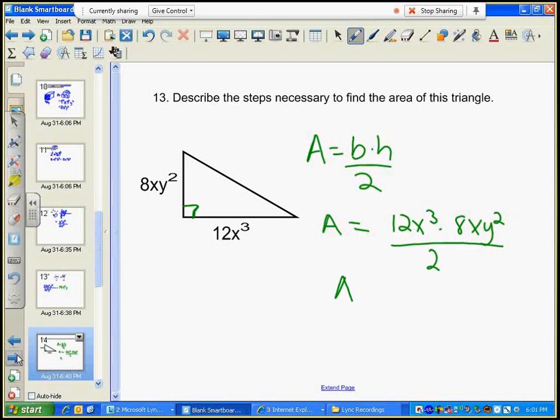So my area is 96x to the 4th, remember that's an x to the 1st power, times y squared all over 2. And when I divide that out, I end up with 48x to the 4th y squared. Complete the rest in the next video.